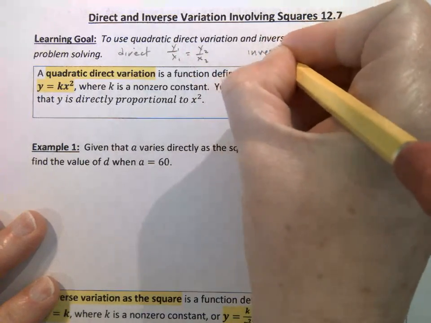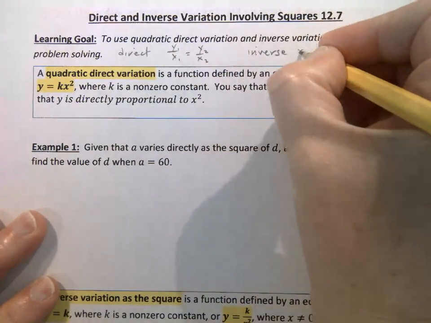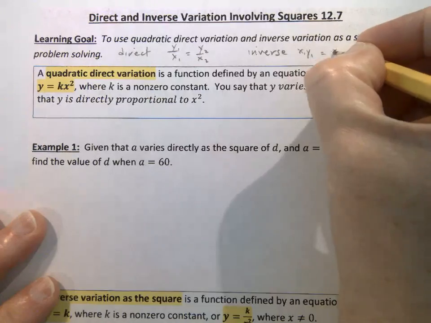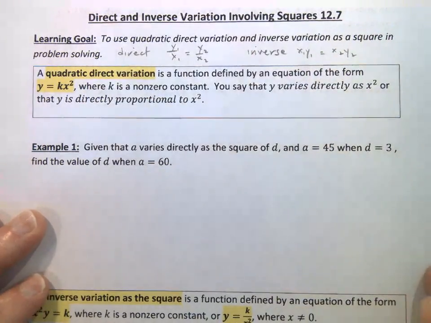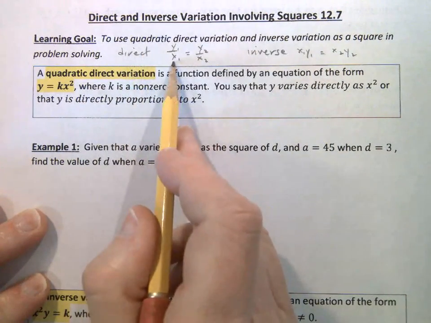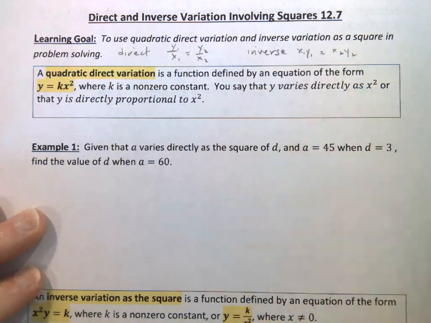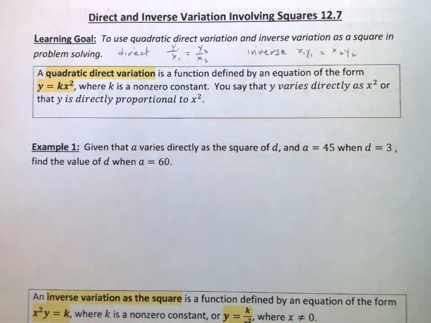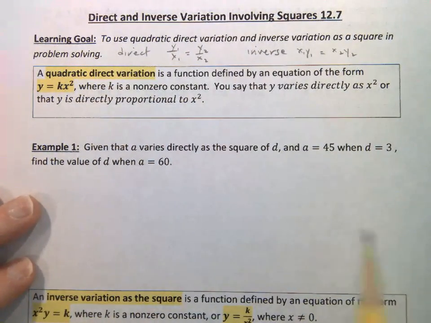If it's inverse, it's going to look like this: x sub 1, y sub 1 equals x sub 2, y sub 2. Okay, so when it says direct, you're going to write it underneath, and when it says inverse, you're going to write it next to it. And what I do is I just write in words, first of all, what the relationship is, and then I go back in and plug in the numbers later.